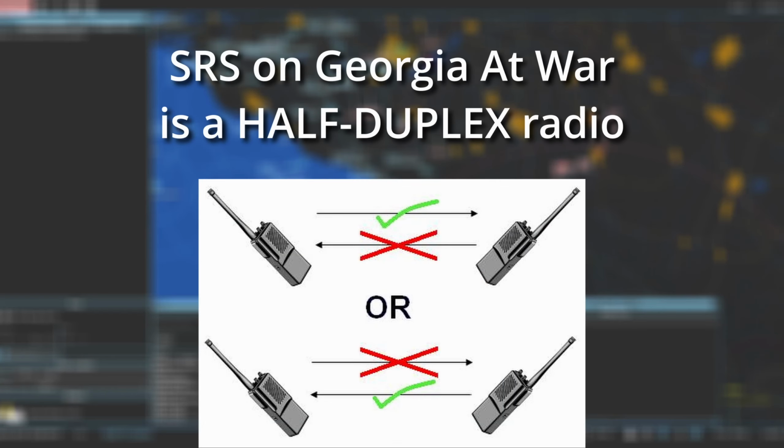Another important thing to note, SRS is not what is called full duplex, but half duplex. What this means is that there can only be one person talking at a time. Otherwise, it will cause interference and the message will not get through, and it will sound like this.